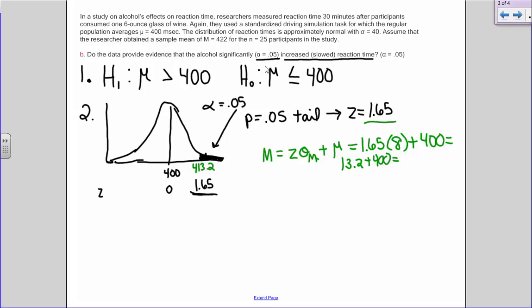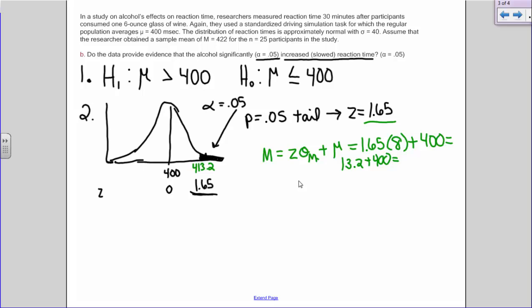And because our alpha level is 0.05, this is saying that we have a 5% chance of randomly obtaining a sample mean that's 413.2 or greater just due to random chance, right? Even if wine has no impact on driving reaction time, there's still a 5% chance that we could get a sample mean that exceeds 413.2. But we're willing to take that chance because it's a minimal chance.